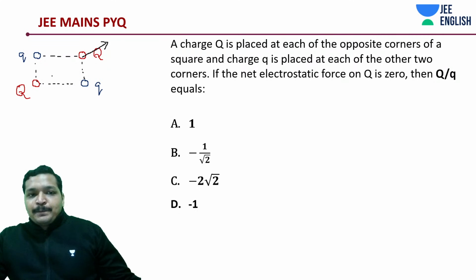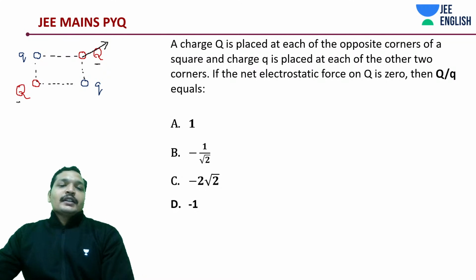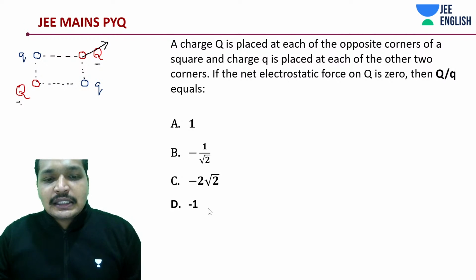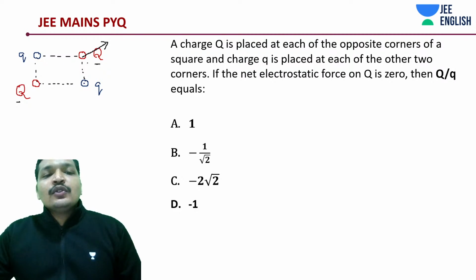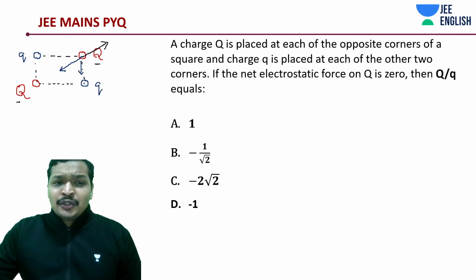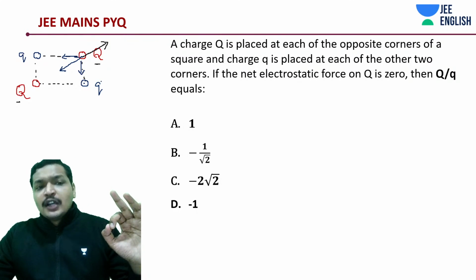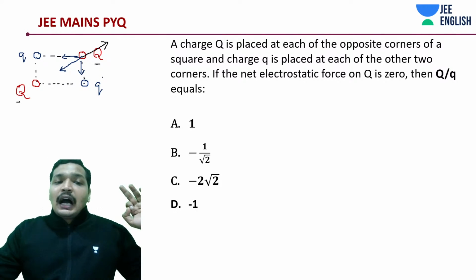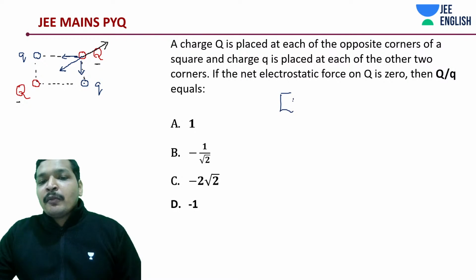If at all net force on this Q should be 0, when is it possible? It's only possible if due to this q and this q you have a force in this direction, and it's a square. That means one q should be pulling it this way, the other q should be pulling it this way, I mean the small q. So should they be like or unlike charges? First conclusion that you need to make the moment you see the question.